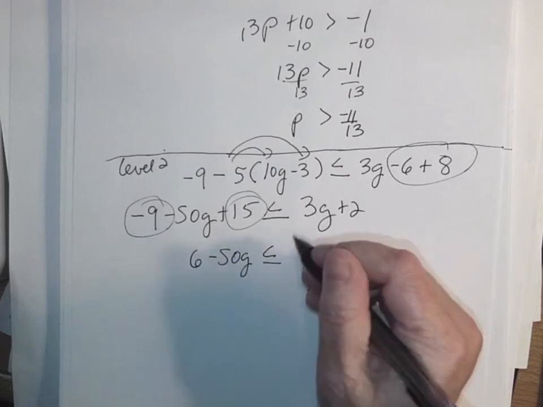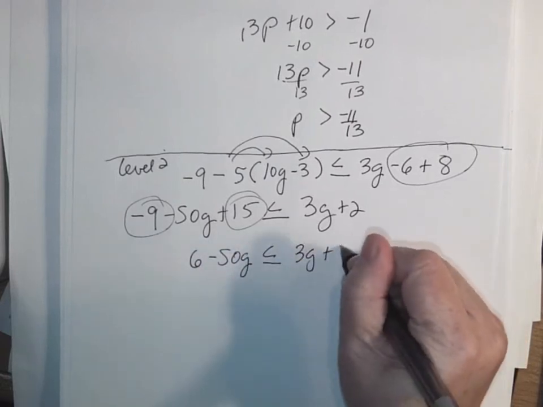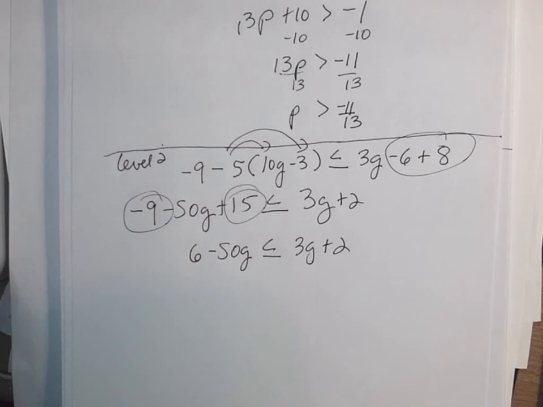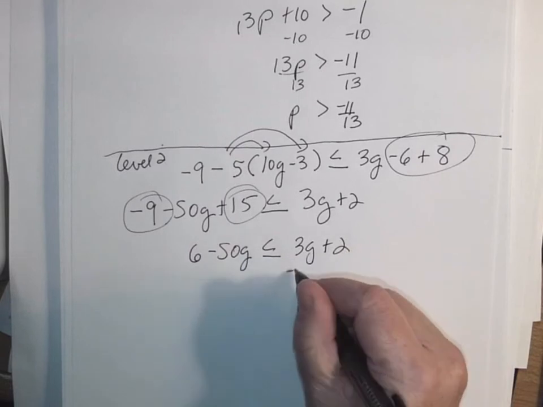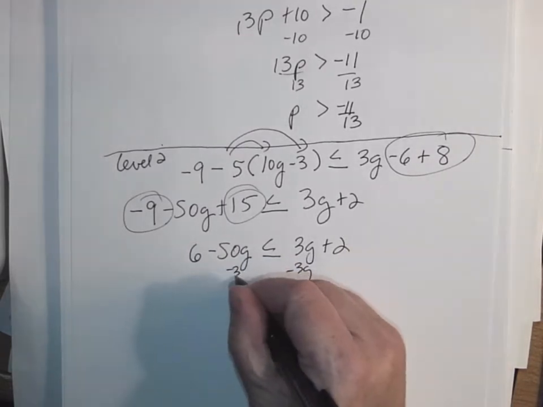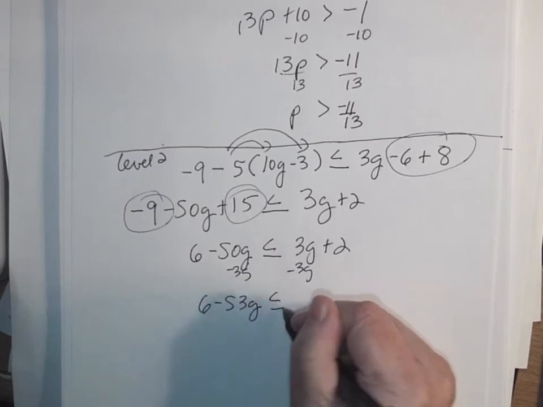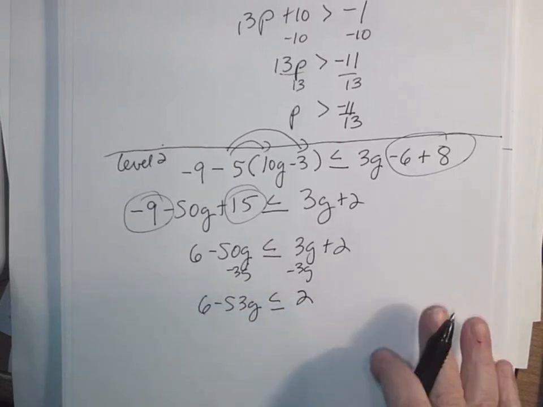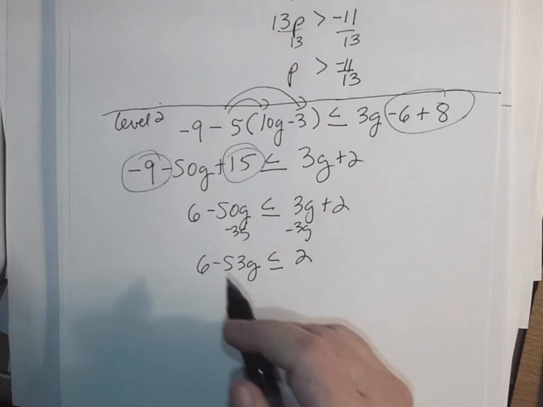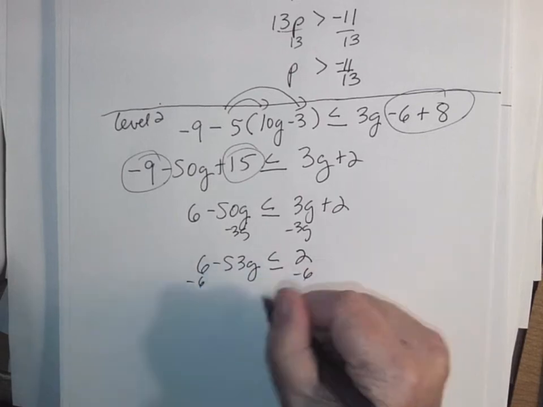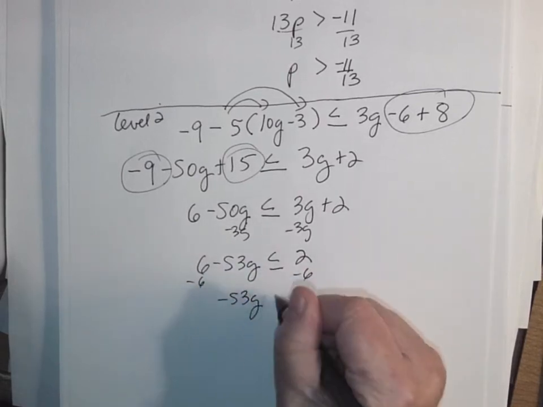You should easily be able to continue on here to get the answer, but let's continue. I'm going to minus 3g on both sides, so this becomes a negative 53g and a positive 2 on this other side. I'm going to minus 6 on both sides. It becomes a negative 53g is less than or equal to a negative 4.